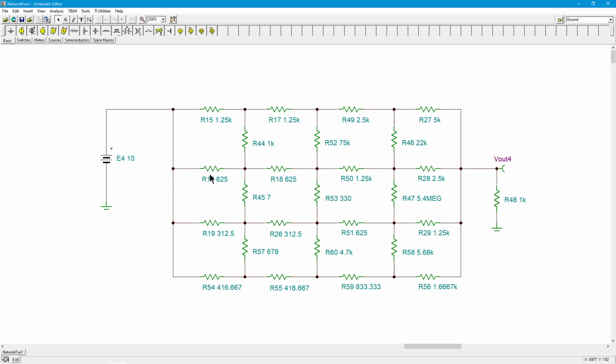So I go 625, right? 1 to 1. Double that, 1 1/4. Double that, 2.5. Come down here to 312.5, right? And for fun, I'm just cutting them down half this way. So 312.5, 312.5, right? There's the 1 to 1. Double it, 625. Quadruple it, 1 1/4.